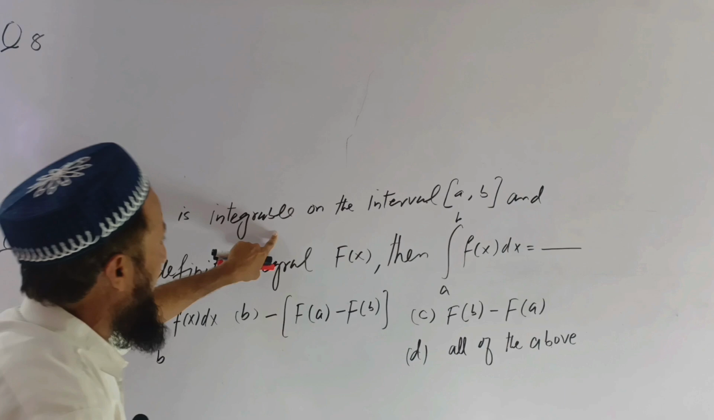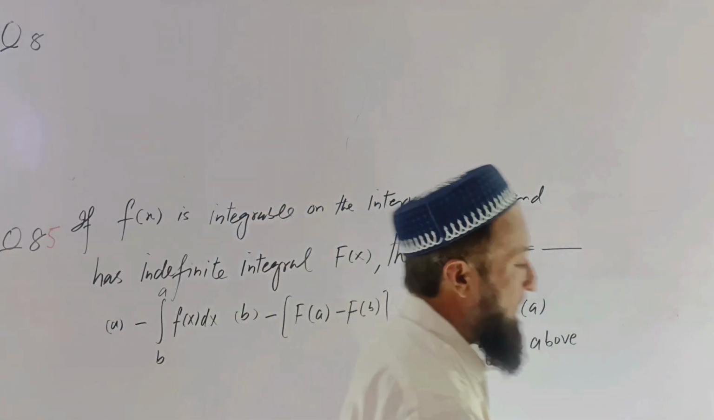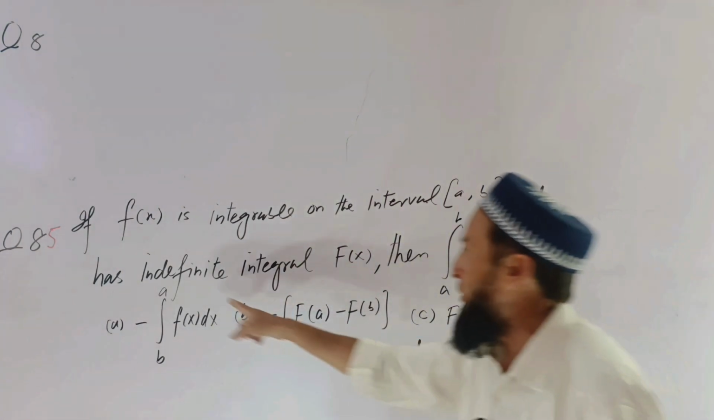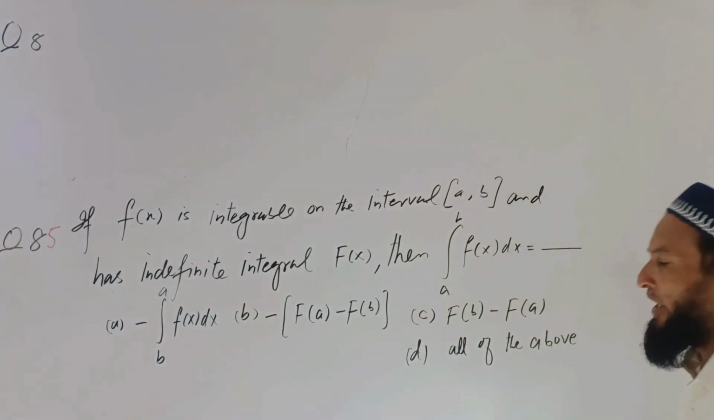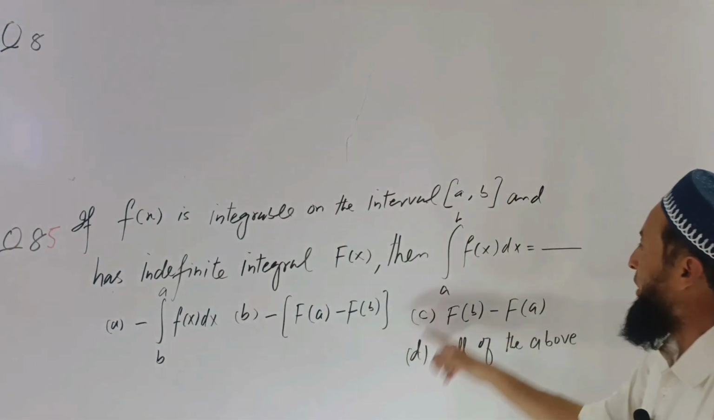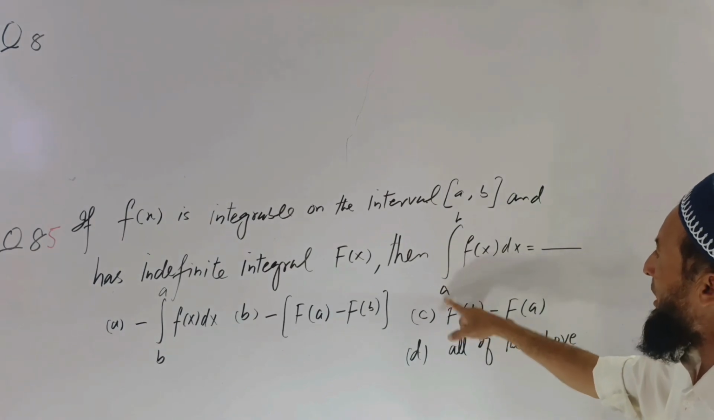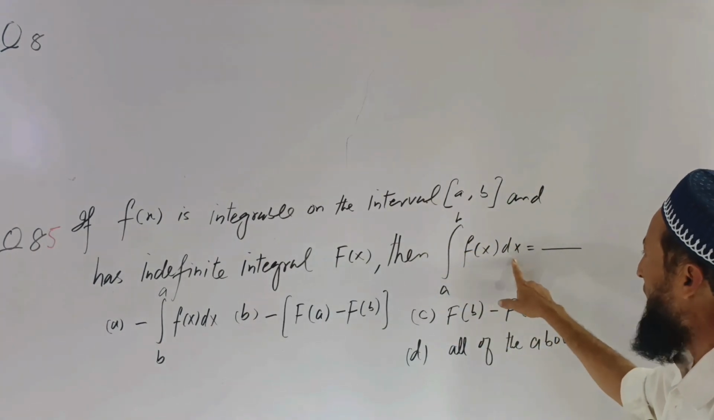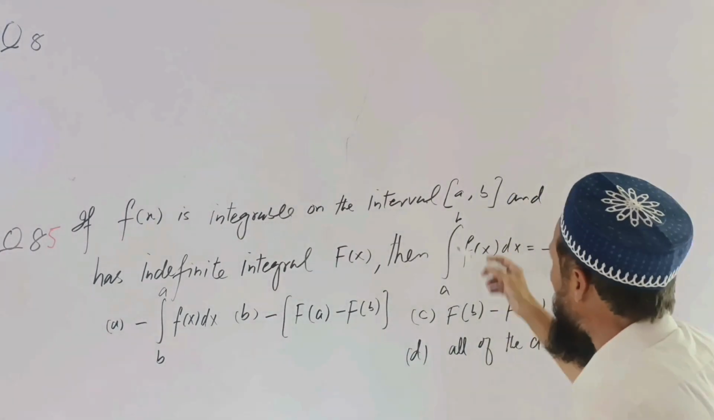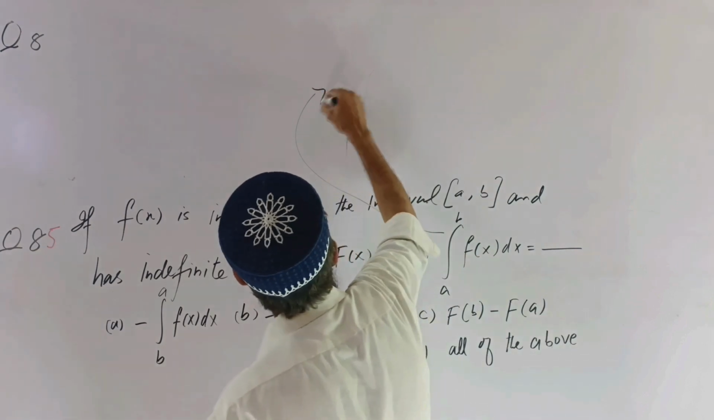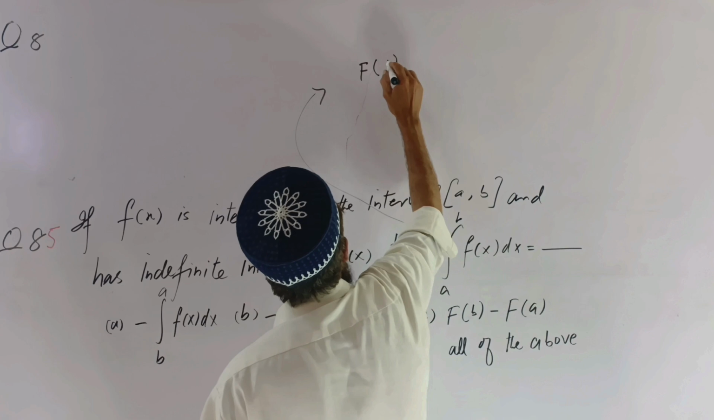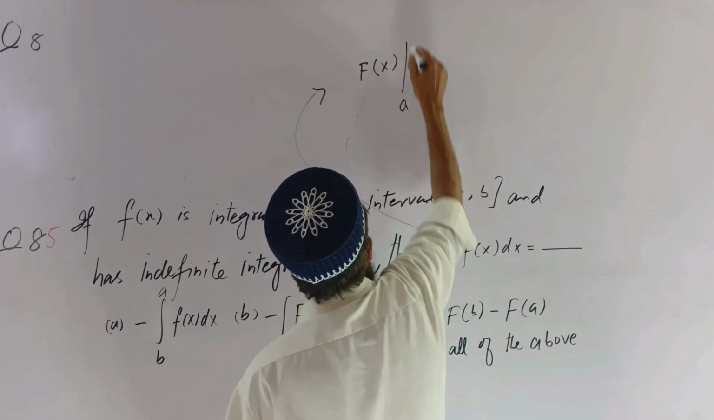f of x is integrable on the closed interval a to b. A is the lower limit and b is the upper limit, and a definite integral means that its lower and upper limits must be given. So the integration from lower limit a to upper limit b of f of x dx. If we differentiate this result, we will get f of b, which means here f of x.